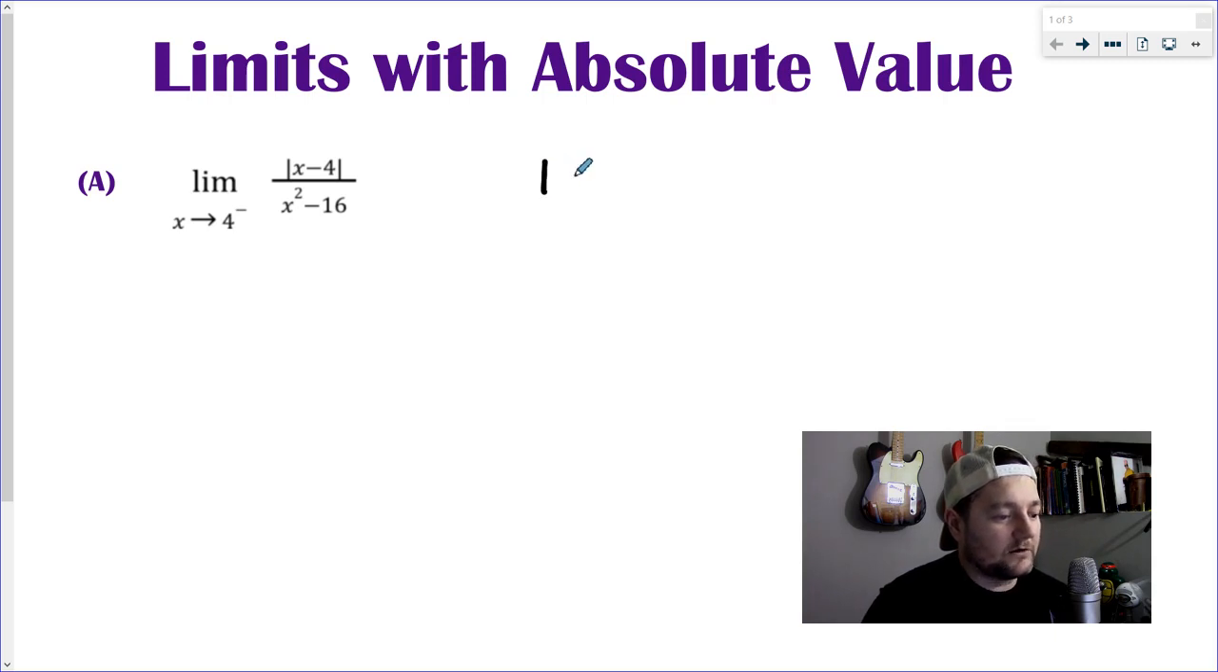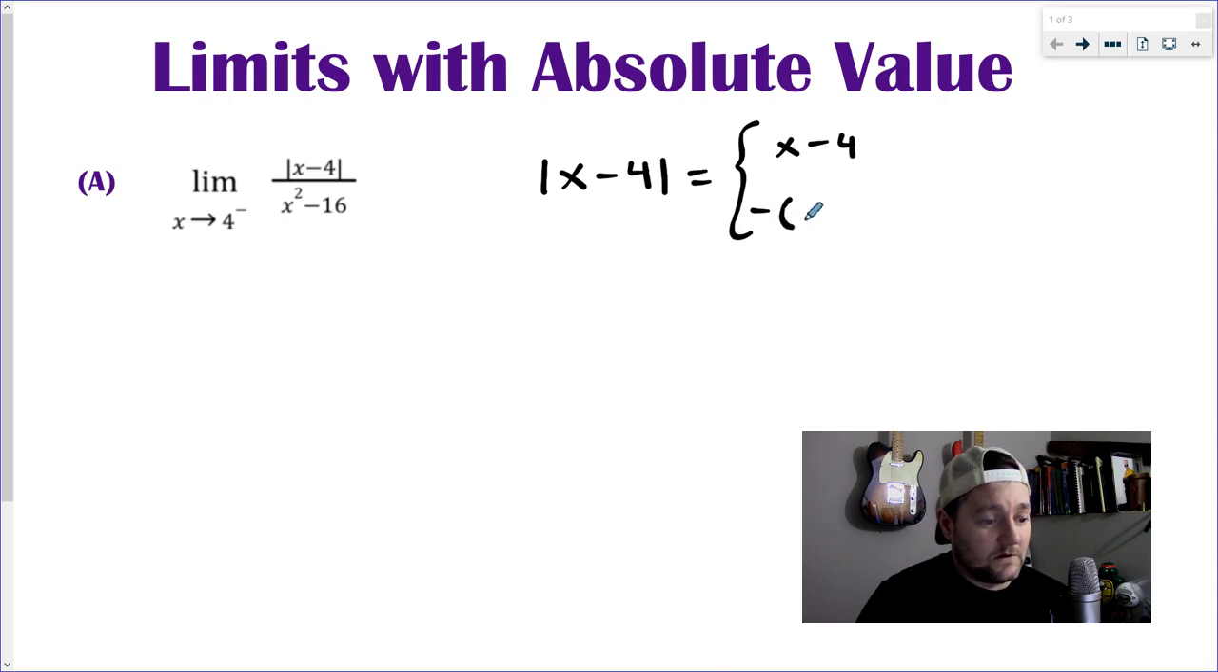So somewhere along the lines, you should have learned that an absolute value is actually a piecewise function, and it has two pieces. It has the positive piece, x minus 4, and it has the negative piece, which is negative x minus 4. So it has the positive piece and the negative piece. Where this comes from is that an absolute value has a V shape.